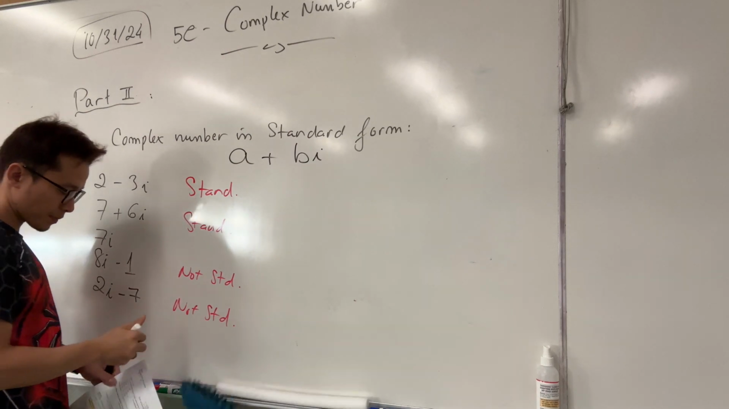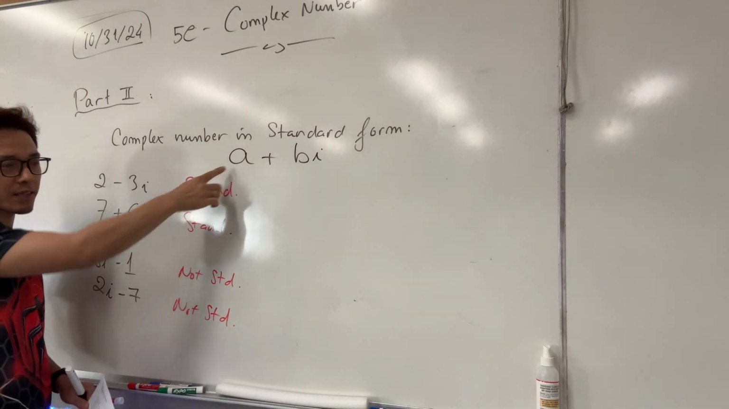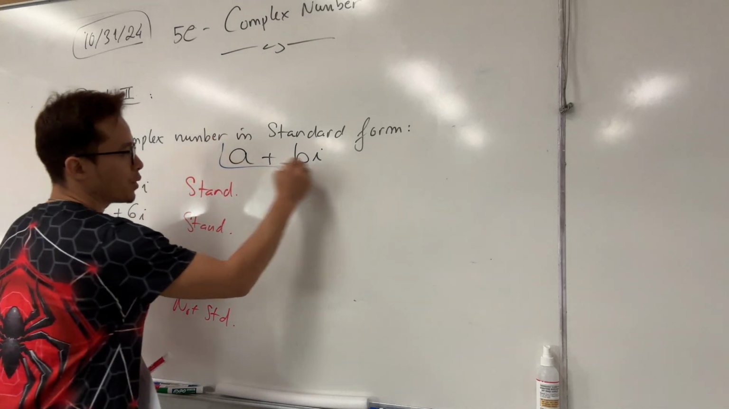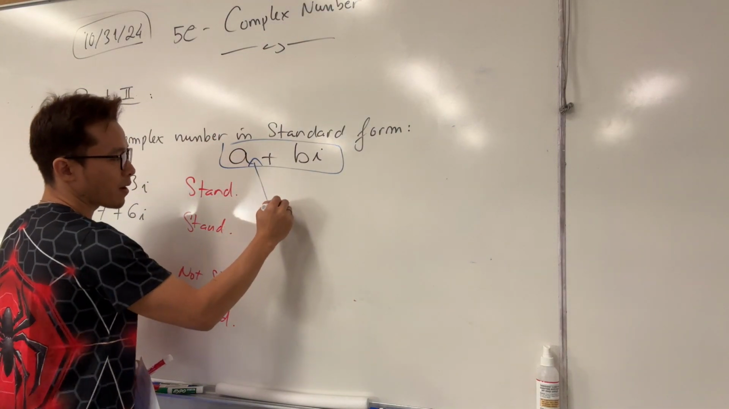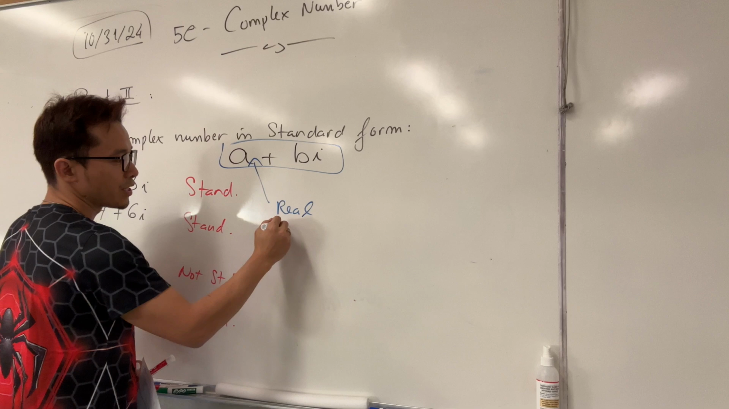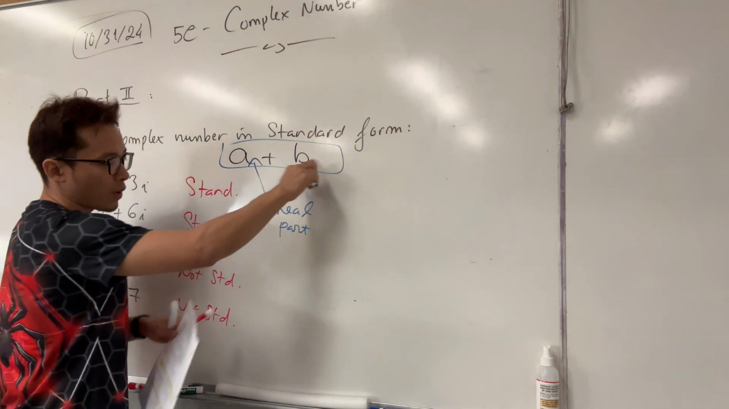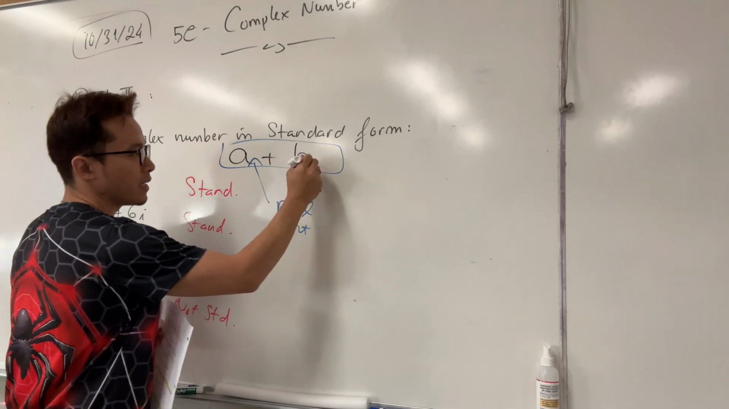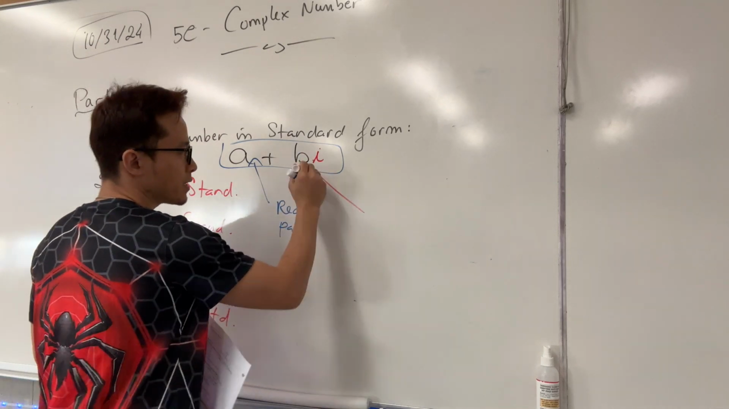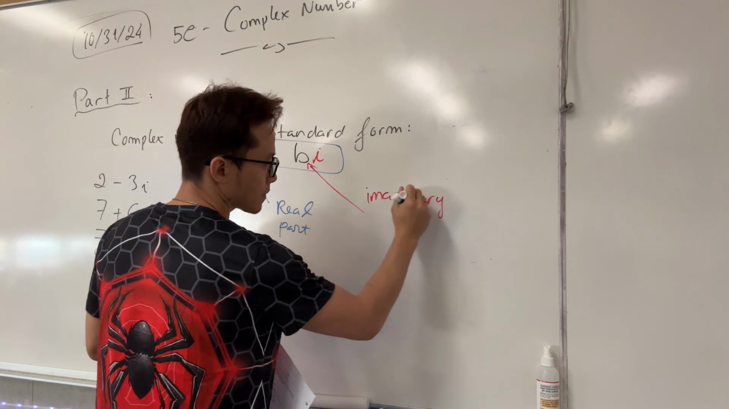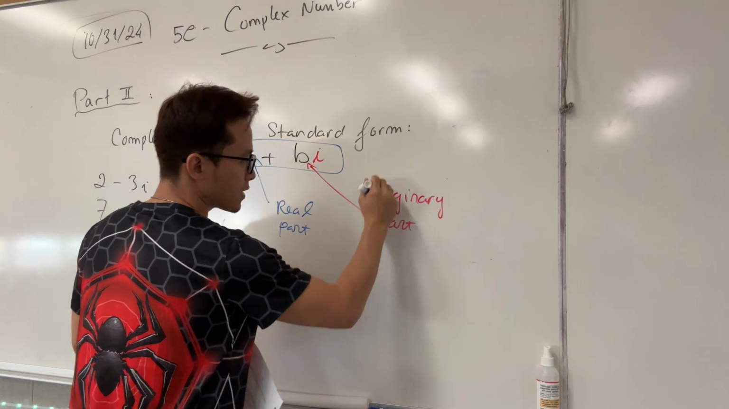Okay. So A is the one that doesn't have the I. What do they call it? Real part. So A is the real part because it doesn't have any I. And then B, you have an I after. So what is it called? Imaginary part. Okay. So this is the imaginary part. Alright, I give Vincent 1 point.